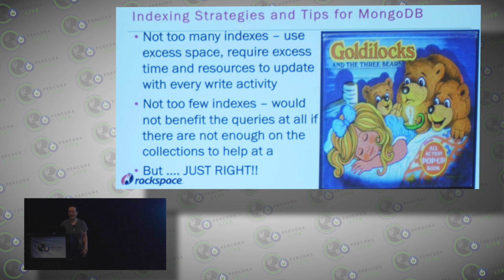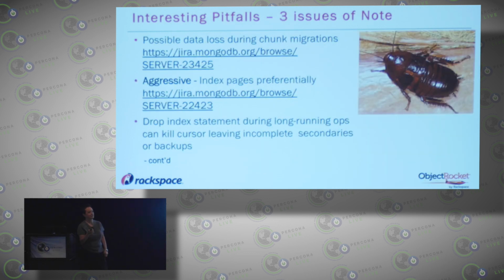And here are some bugs, some cockroaches that we've run into lately that are associated in and around indexing. Data loss during chunk migrations. That's a fun one. And then WiredTiger. I talked about the cache that they have and the eviction cache. There are also some thread settings, and it gets a little bit aggressive, and it would use up all your memory, and it'll do things that you don't want. It also has a preference right now for removing index pages first.